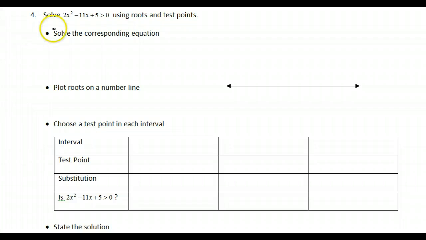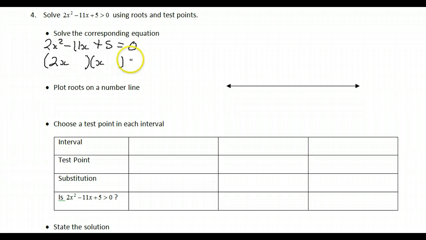Okay, roots and test points, another method of solving. First we solve the corresponding equation. And the equation will be where it's equal to 0. So let's solve by factoring. We have many methods of solving equations. We are going to hope that this one, let's see, they're both the same sign. I'm going to go with a minus 5 there and a minus 1 there. Okay, let's check that out. 2x squared minus 10x minus 1x will be minus 11x plus 5. So that's the corresponding equation.